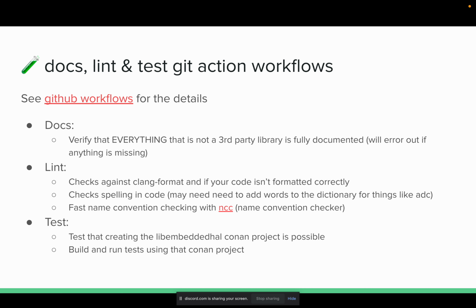Next up, we have spell checking. We use CSpell for that. So we check the spelling for all code, but you may need to add some items to the dictionary if they don't exist. And then fast naming convention checking with NCC, the naming convention checker. It is way faster than Clang Tidy, even though I did a lot of things to improve the speed, like multi-threading and cutting out a whole bunch of different includes and all that kind of junk. This thing blows it out of the water on a single thread, so it's way better than what we had before.